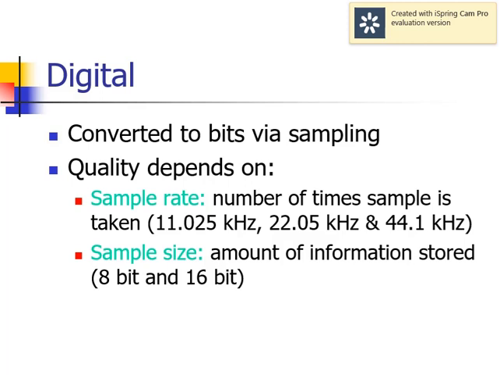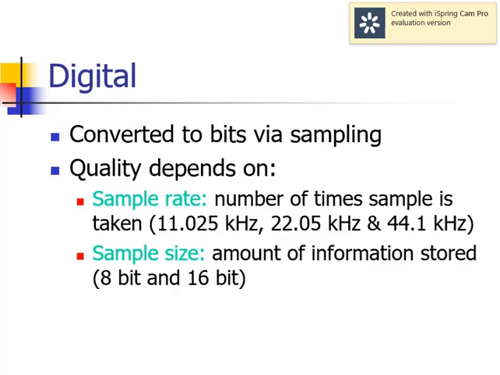Nowadays, audio or sound has been digitalized. The sinusoidal wave is converted to bits via sampling. So the quality depends on the sampling rate, which is the number of times a sample is taken, usually at 11.025 kHz, 22.05 kHz, and 44.1 kHz. In digital audio, 44.1 kHz is a common sampling frequency. Analog audio is recorded by sampling it 44,100 times per second. And then we need to consider the sampling size, the amount of information stored, which is 8-bit or 16-bit.